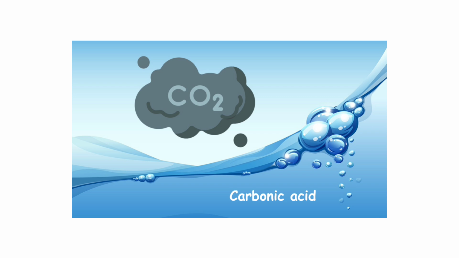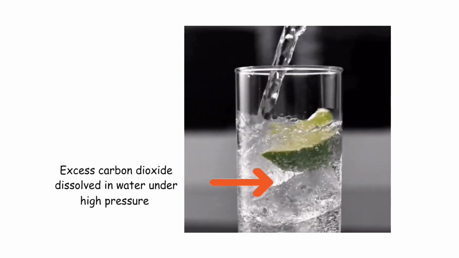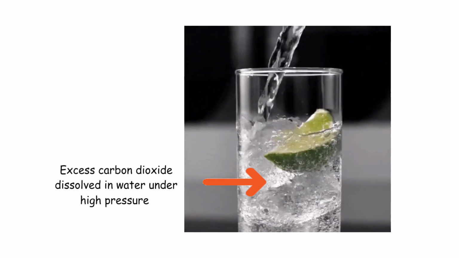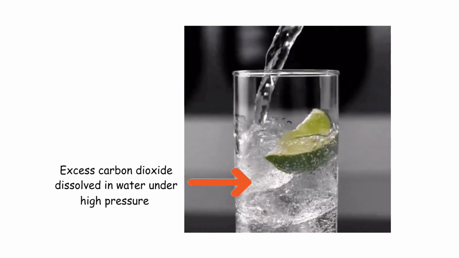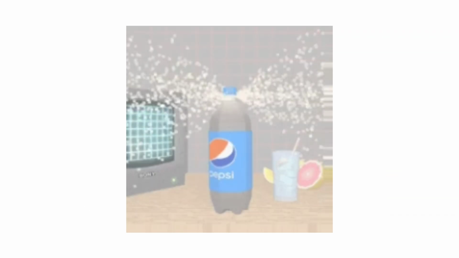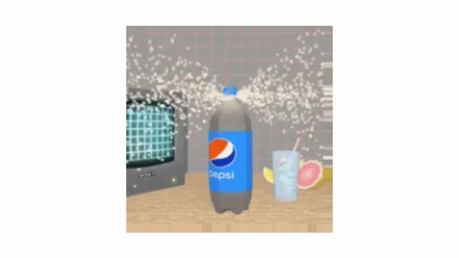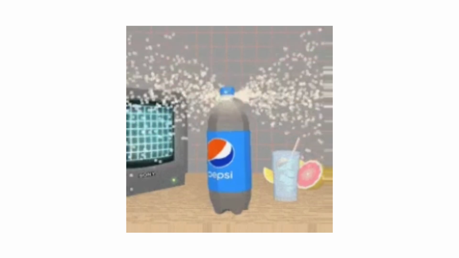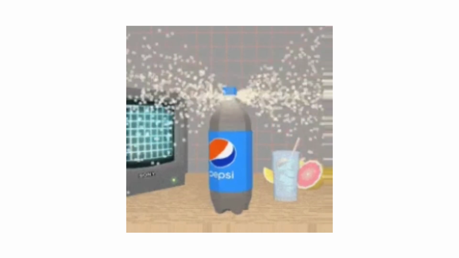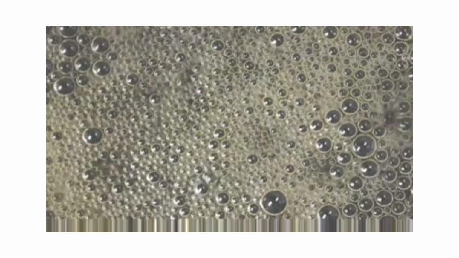On the other hand, carbon dioxide is soluble in water and reacts with it to form carbonic acid. When carbon dioxide is excessively dissolved in water under high pressure, carbonated water is produced, which is found in sodas. When the soda container is opened, a familiar hiss is heard as the carbon dioxide gas pressure is released and some of the dissolved carbon dioxide leaves the solution in the form of small bubbles, causing the solution to become fizzy.